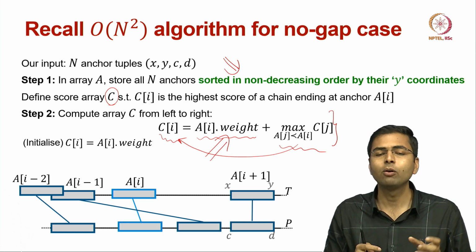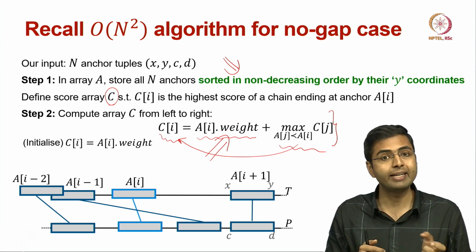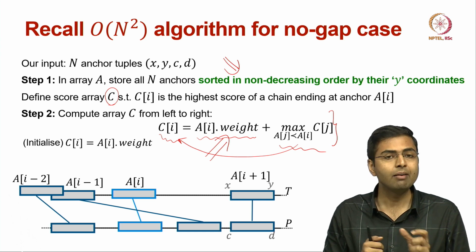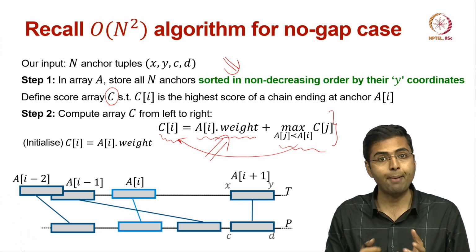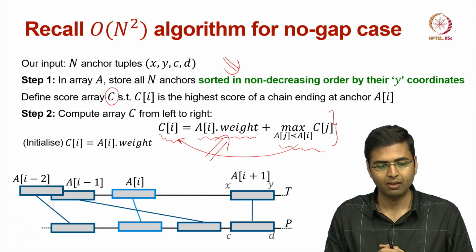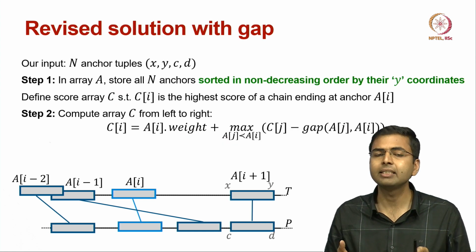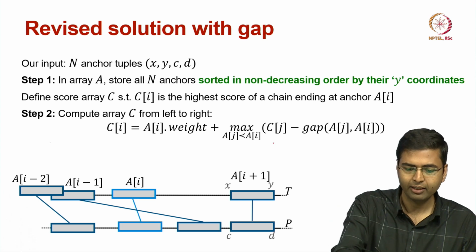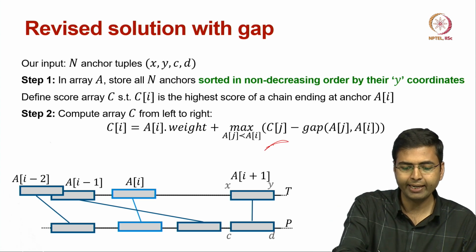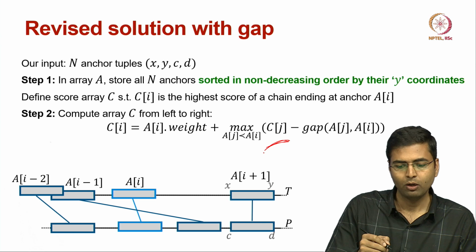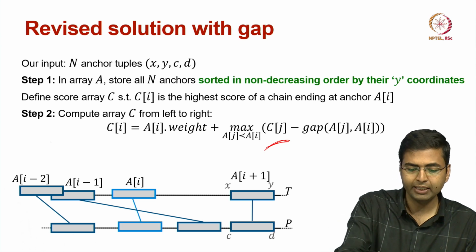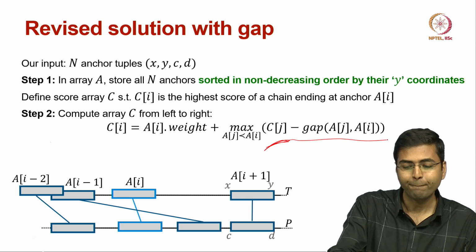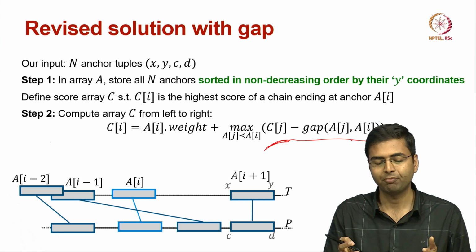Now this was valid in the case where we were not considering gap cost. Can we modify this algorithm for gap cost as well? Well, yes, it turns out that this modification is easy, because all we have to do is, in the recursion, instead of just looking for the preceding anchor with the highest score, we will look for the preceding anchor with the highest score minus the gap cost.